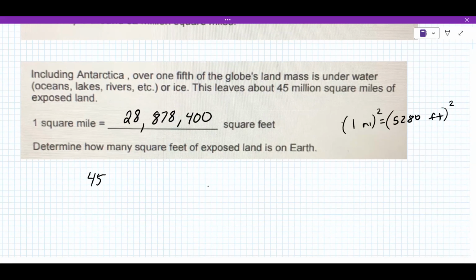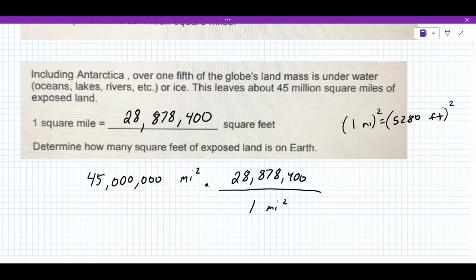Okay. Well, it says determine how many square feet of exposed land is on Earth. There are 45 million, 45, 1, 2, 3, 4, 5, 6 zeros, square miles, so miles squared of exposed land. And we know that 1 mile squared is 28,878,400 feet squared.